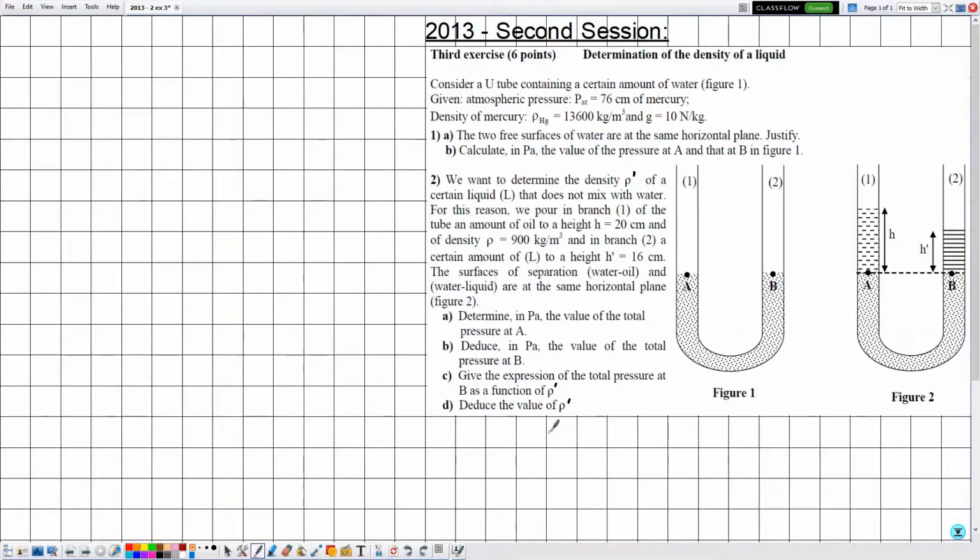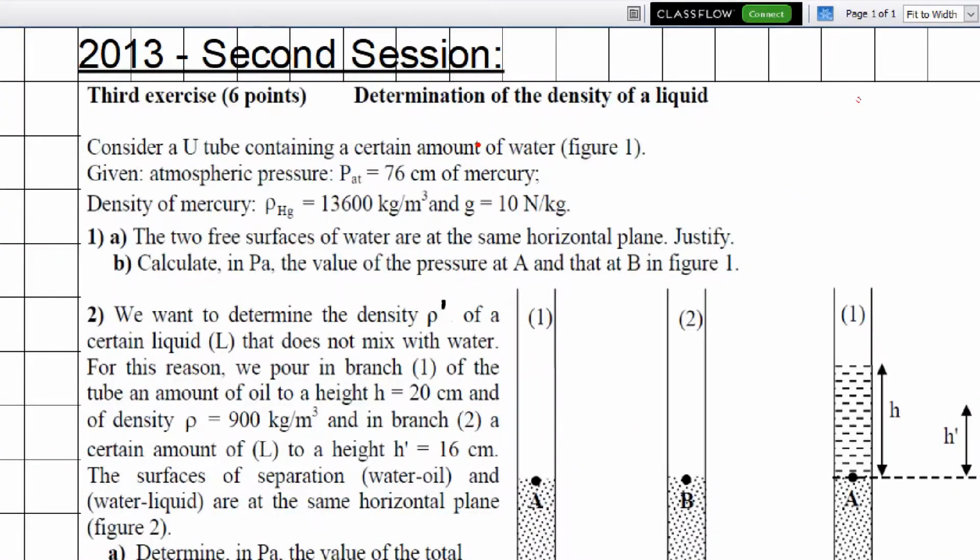In this one we are going to solve an exercise related to mechanics in the chapter of pressure in liquids. This exercise was a previous one in the brevet exams in 2013 second session, third exercise. The title of this exercise is Determination of the Density of a Liquid.